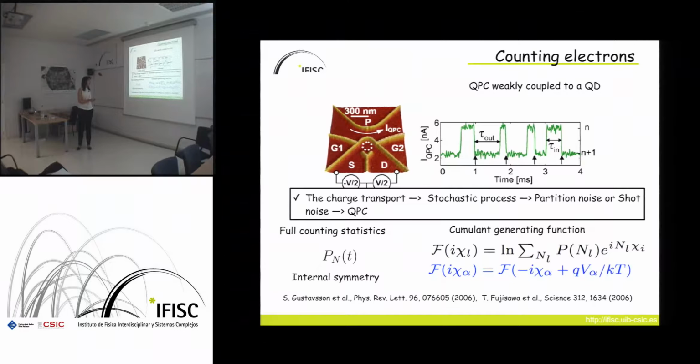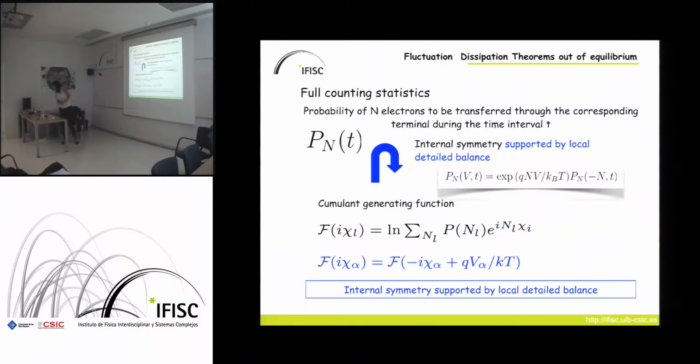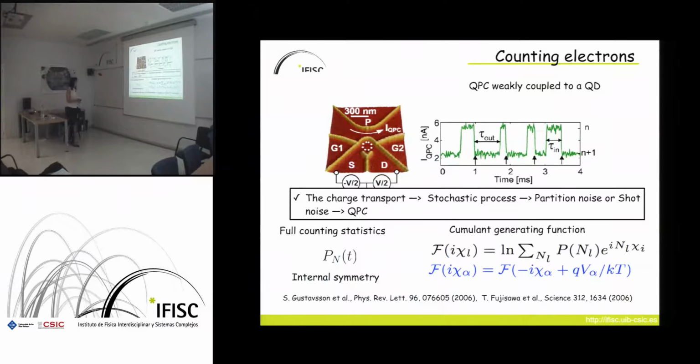But by measuring this profile, you are able to build this function that tells you about the number of charges that are traversing at some time, t, which is this definition. Okay, so the probability that an electron is transferred through some terminal during a time interval. So experimentally we can access this function, and then we can build its Fourier transform, the logarithm of the Fourier transform, which is called the cumulant generating function. By the derivatives of this function, we are able to determine the current, the noise, and the next cumulants.